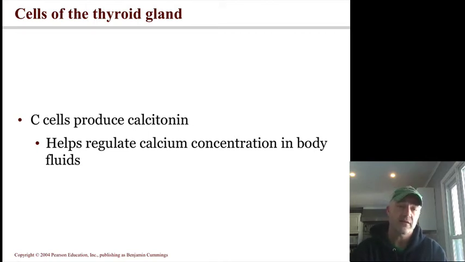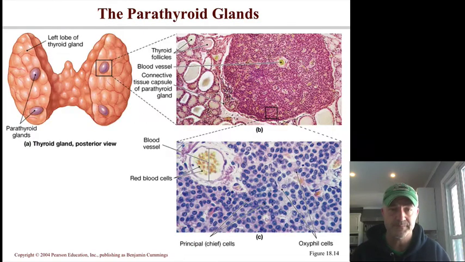As I was saying, the C cells produce calcitonin. We talked about calcitonin and calcium concentration in AMP1. With this one, just knowing that the thyroid also releases calcitonin from different cells, and that's going to be involved in that blood calcium regulation is something you should know.